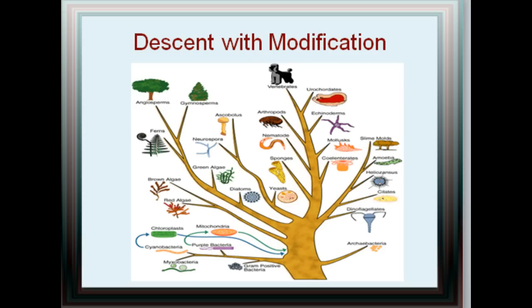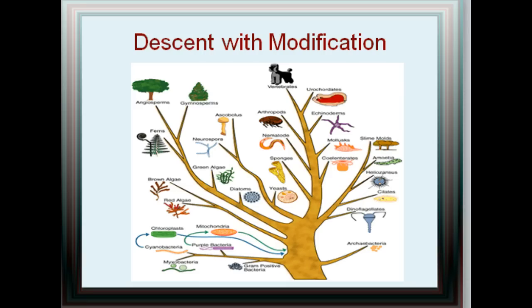Okay, let's look at descent with modification first. There are 3 main points you need to know to understand this concept. First, Darwin believed that all species originated from a single species. Write that down. Secondly, he believed that over time, slight modifications in offspring lead to all of the diversity found on Earth today. Also get that down.